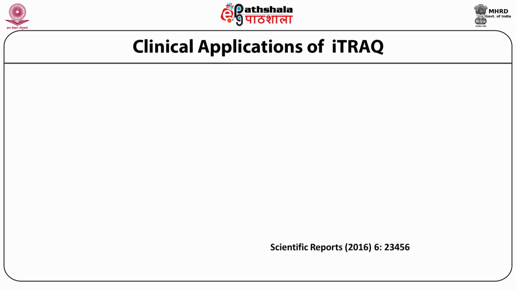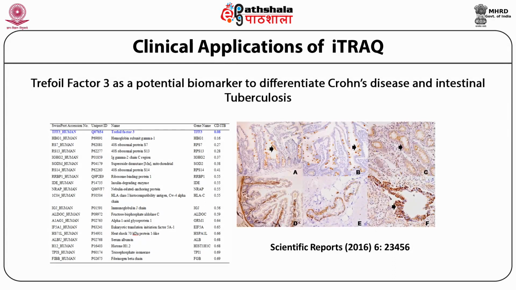So, in continuation with the iTRAQ experiment, we identified trefoil factor 3 as a potential biomarker to differentiate Crohn's disease and intestinal tuberculosis. As you can see in the table on the left, the protein has more than 10-fold difference across the 2 phenotypic conditions. The expression of this particular protein, trefoil factor 3, has been validated using immunohistochemistry, and as can be seen from the slides on the right, there is an increased expression in the intestinal tuberculosis as compared to the Crohn's disease.